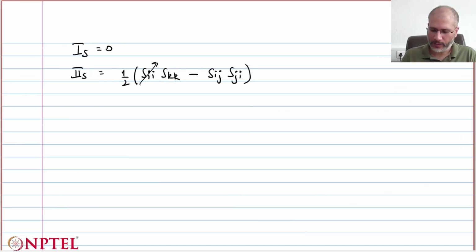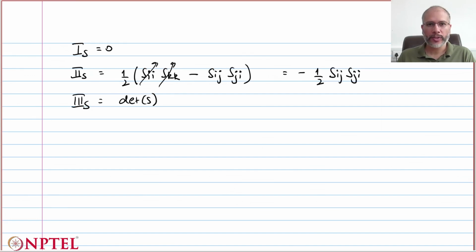But we know that the first invariant is 0, so this simply becomes a minus half Sij Sji. But if sigma is symmetric, so is S. So Sij Sji can also be written as Sij Sij. And the third invariant is simply the determinant of S. So let's try to understand the relationship between the principal stress values and principal directions of sigma and the principal stress values and principal stress directions of S.